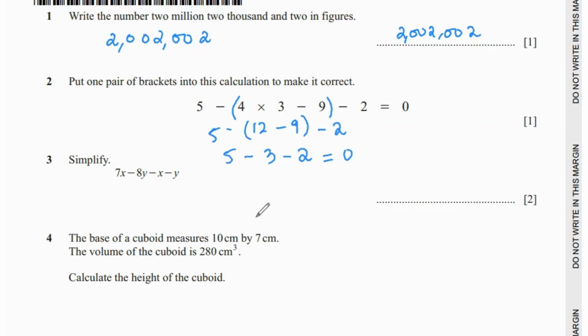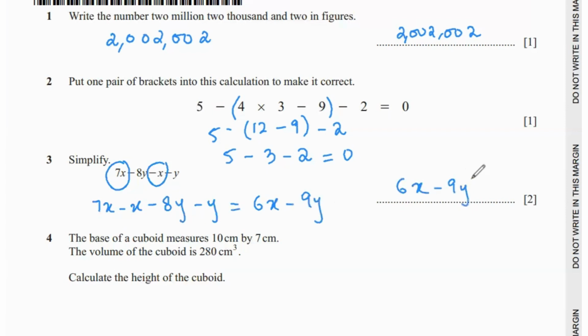Question 3 says simplify 7x minus 8y minus x minus y. So we're going to combine the like terms. 7x and negative x are like terms. Negative 8y and minus y are like terms. So 7x minus x minus 8y minus y, which is basically 6x minus 9y. That is your answer for this one.